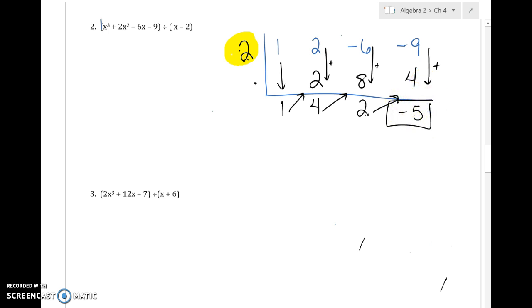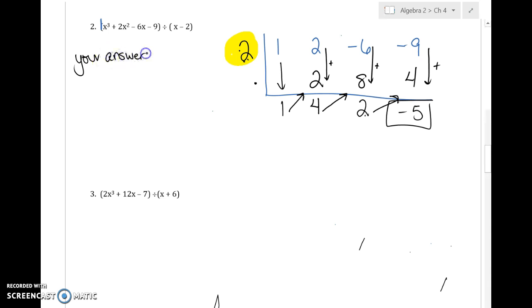That last number is your divisor. Sorry, it's the remainder. Not the divisor. That last number is the remainder.